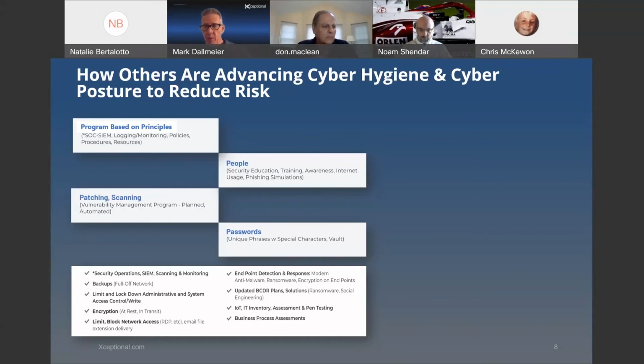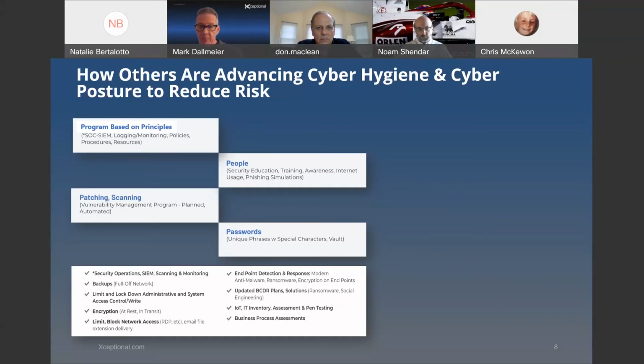Most organizations are moving their backups off network and to the cloud. Why? Because within modern ransomware attacks, one of the first things that the ransomware is designed to do is to encrypt the backups. If they're on network and accessible on network, you have a problem. So limit and lock down administrative and system access, control read and write, limit and block network access. So these are some of the technical things that organizations are doing.